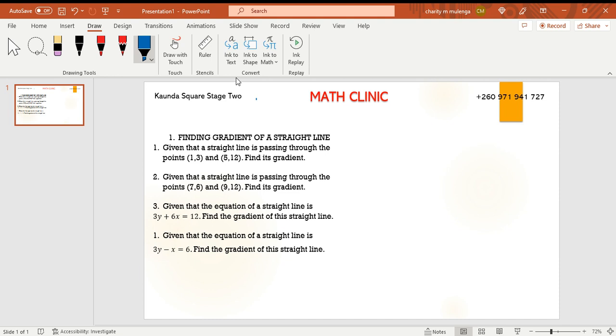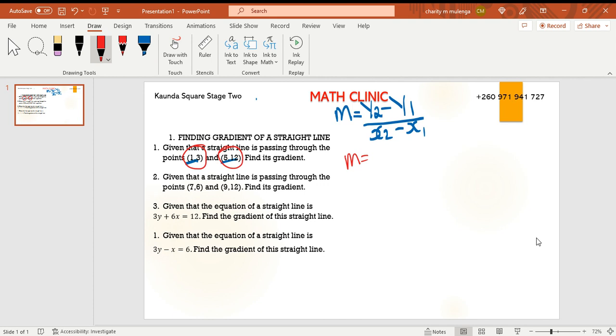Now, the question is saying find the gradient of a straight line given that a straight line is passing through the points 1, 3 and 5, 12. Now, I would like to tell you that the formula for finding the gradient of a straight line is y2 minus y1 over x2 minus x1. This formula helps us to find the gradient in a situation where we are given coordinates such as these. Are we together?